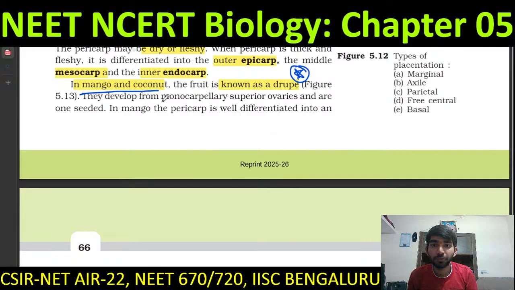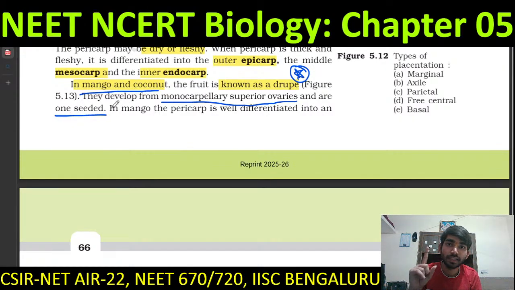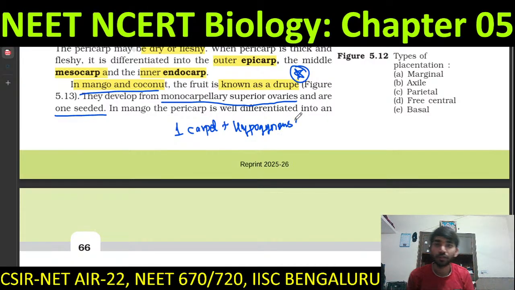They develop from monocarpellary superior ovaries and are one-seeded. So all of us know that mango and coconut have only a single seed. What extra information is given is they are also monocarpellary. So there is only one carpel. And the ovary is superior, meaning if I was to tell it in other terms, I will call it the hypogynous ovary. So everything is below the gynoecium. Ovary is in the top position, highest position.